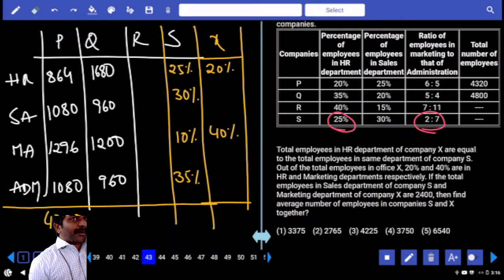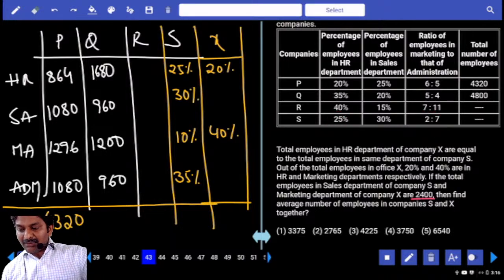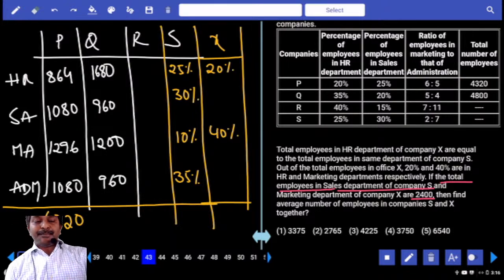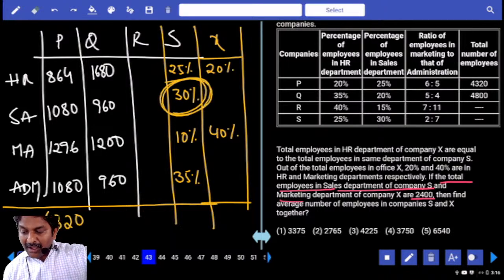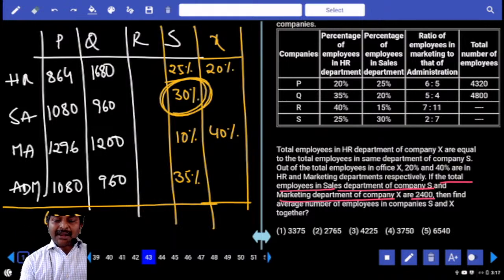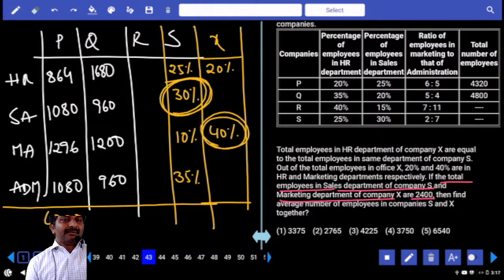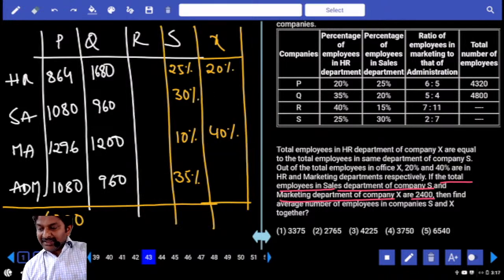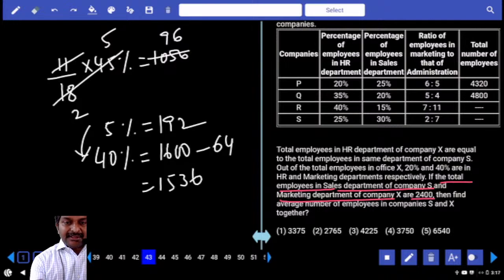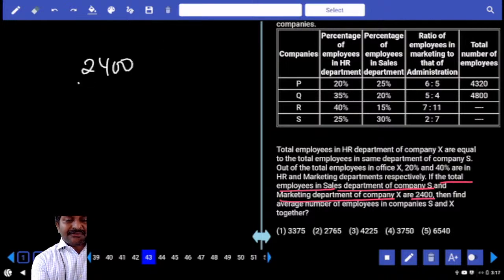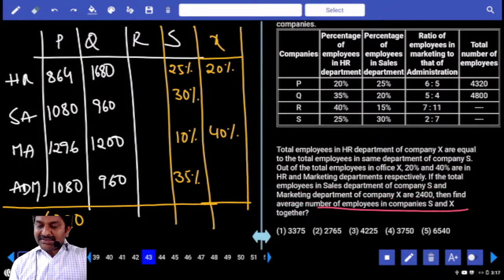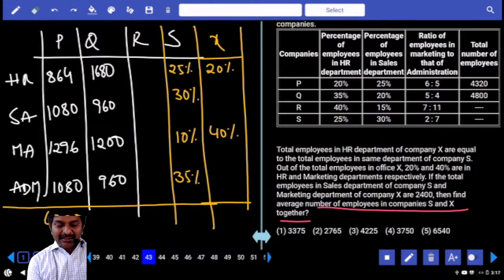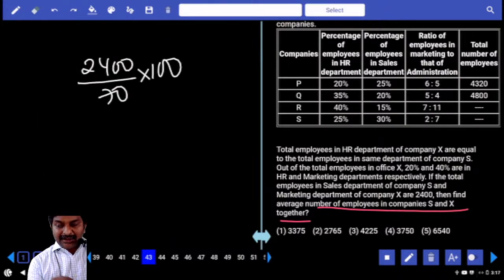Company X details for 2 departments mentioned. We were given a number 2400 and that number is total employees in sales department of company S. Sales department company S 30%. Marketing department of company X 40. Both together 70% is equal to 2400. Then 1% value is equal to 2400 divided by 70. Find the average number of employees in company S and X together. That means we need to find out 100% value.